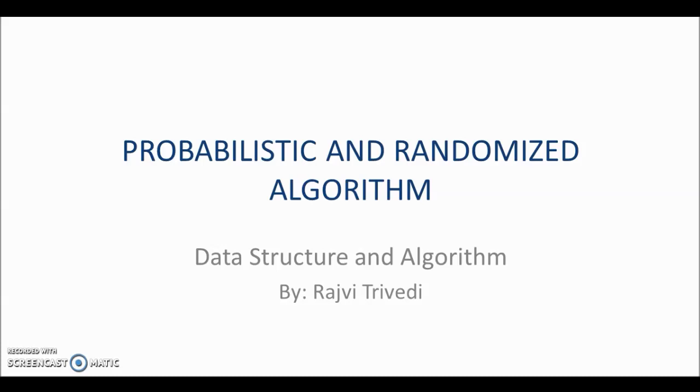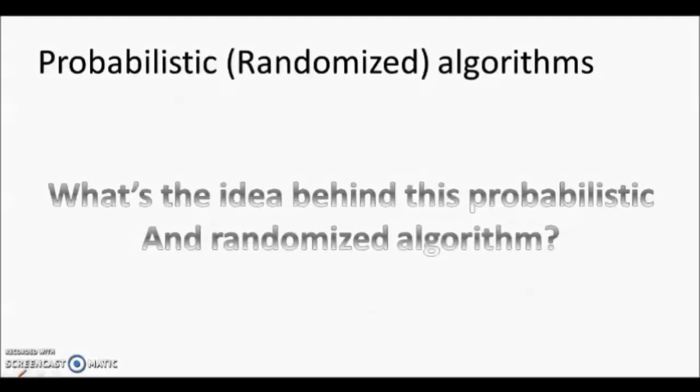Today I am going to teach you about the probabilistic and randomized algorithm. So, first of all, we understand what the idea behind this probabilistic and randomized algorithm is. We build algorithms using random elements so as to gain improved performance. For some cases, improved performance is very dramatic, moving from intractable to tractable. Often, however, there is some loss in the reliability of results.